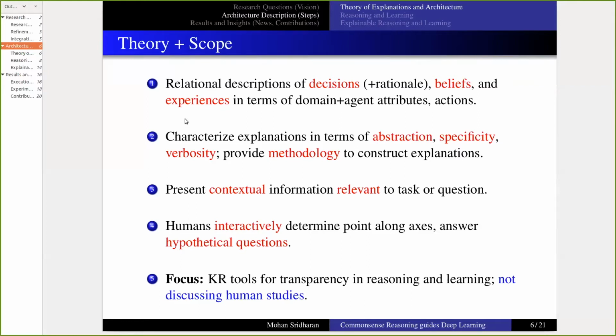And the focus of this work is thus on using knowledge representation, KR tools, for transparency in reasoning and learning in systems that do both in a nicely coupled way. And I will not be discussing human subject studies here. We had an excellent talk before, and there are ways of doing this, and we are doing this, but I'm going to keep this out of scope for this talk and paper.